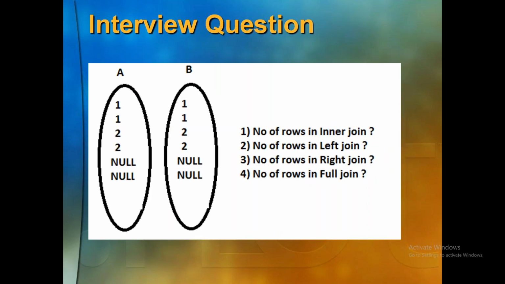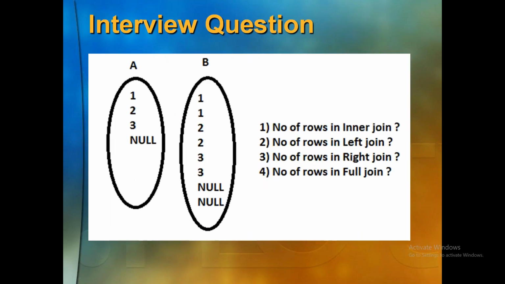And let me give you one more question. I have 1, 1, 2, 2, null, null in one table, and 1, 1, 2, 2, null, null in the other. So the number of rows in inner join, number of rows in left join, number of rows in right join, number of rows in full join. So you tell me these two questions tomorrow. Send me your answers by tomorrow.